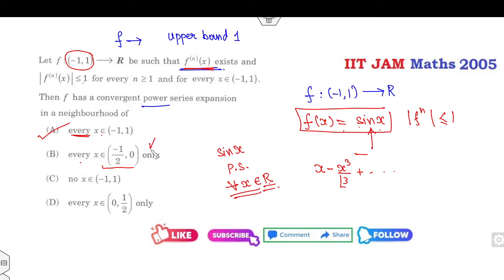Yes, but the word 'only' is mentioned. That's why this option is cancelled. There is no x which belongs to this. It is convergent in this case, fine, but he said 'only', so that's why this option is also cancelled out. So the right answer of this problem is A.